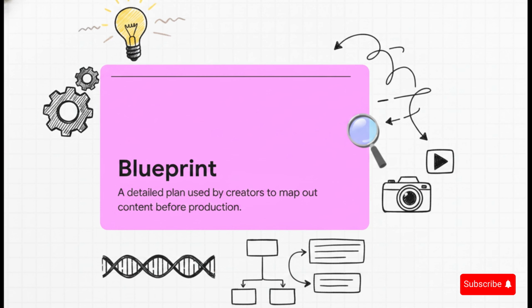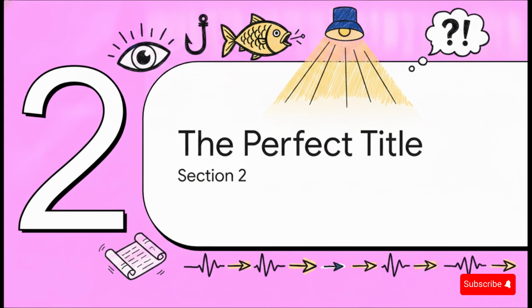By examining this tiny fragment, we're getting a super rare behind-the-scenes look at the raw ideation phase. We're literally seeing the exact moment a concept crystallizes into a plan. It just goes to show that great explanations don't just happen out of nowhere, they are meticulously engineered. Which brings us to Section 2, analyzing the perfect title.